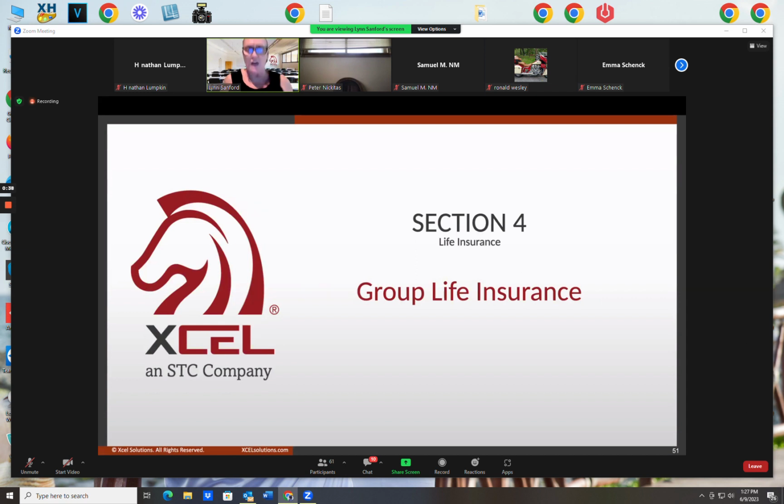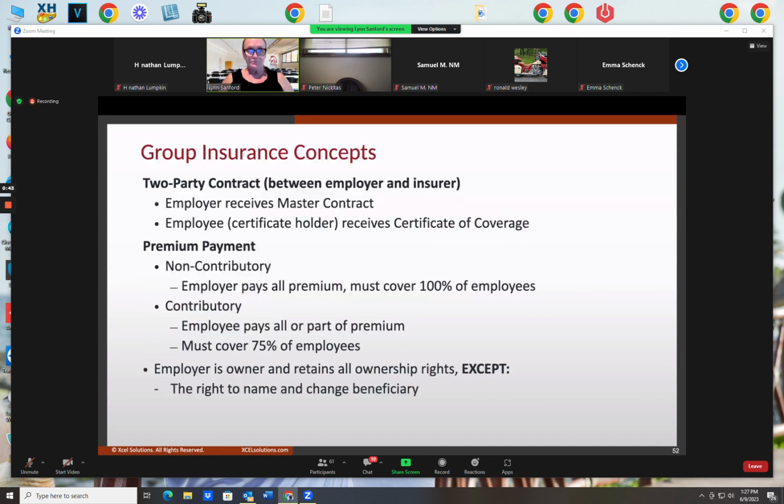We're going to start off talking about group life insurance. Group insurance concepts. It's a two-party contract between who? Between your employer and the insurance company. You, as an employee of this group, do not own anything. The employer owns the contract. The employer pays the premium to the insurance company.